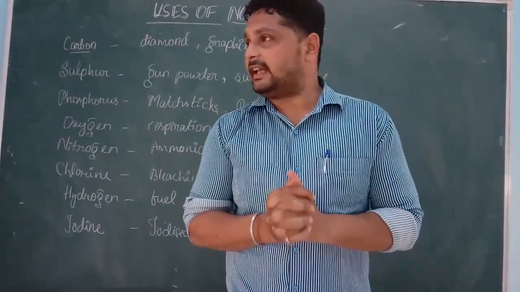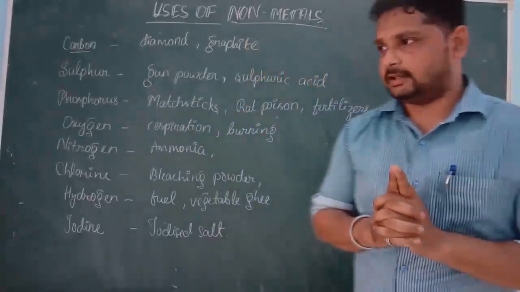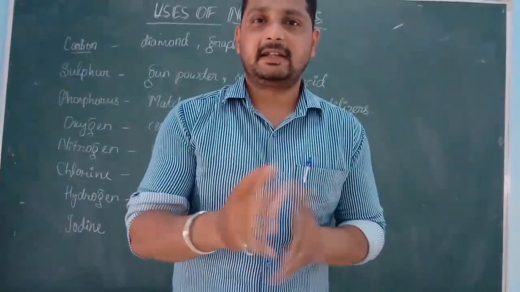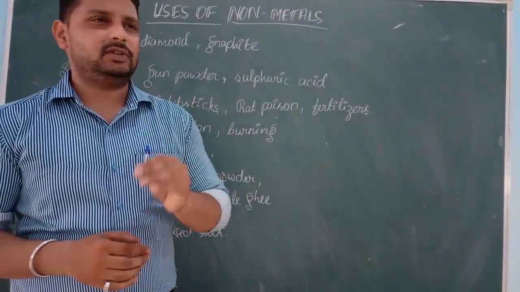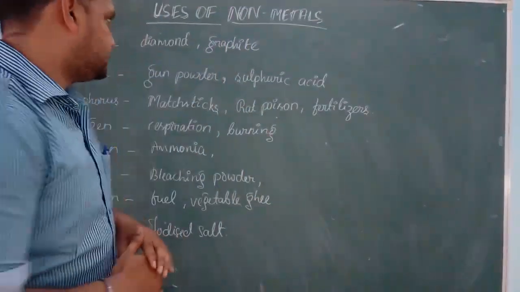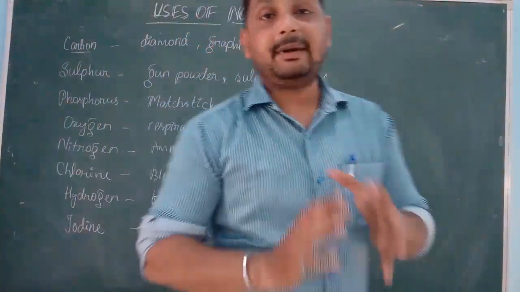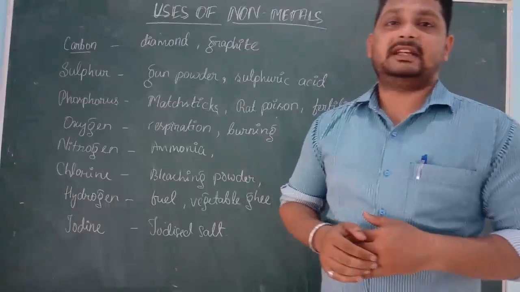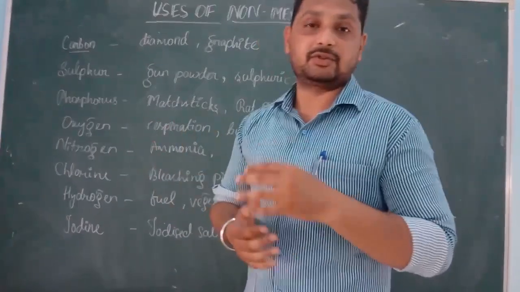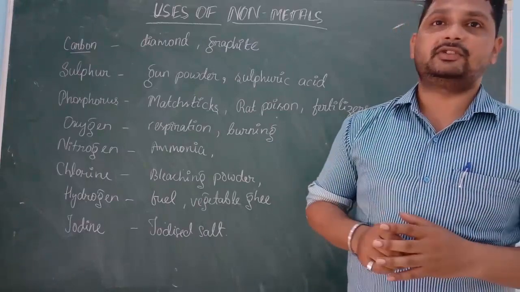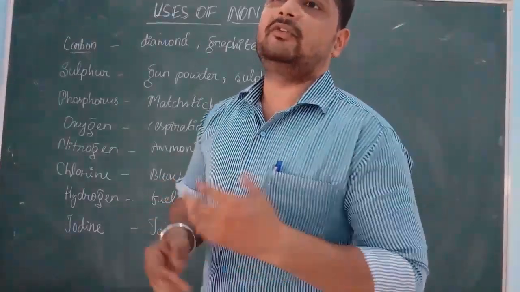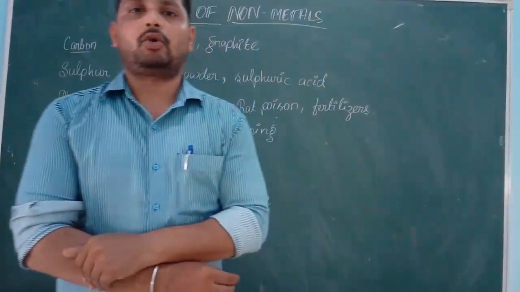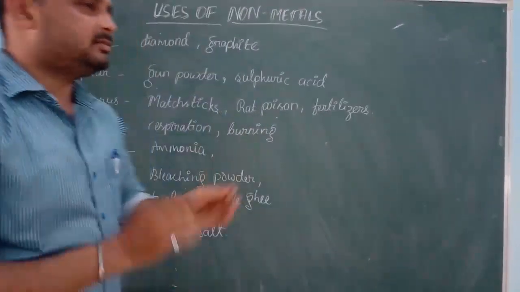Non-metals are used for various purposes depending upon their physical and chemical properties, but in this video we'll discuss only a few. First is carbon, one of the most abundantly found non-metals. Carbon in the form of diamond is used for jewelry and for cutting glass. In the form of graphite, carbon is used in pencil lead. A form of carbon called coke is used in producing steel.